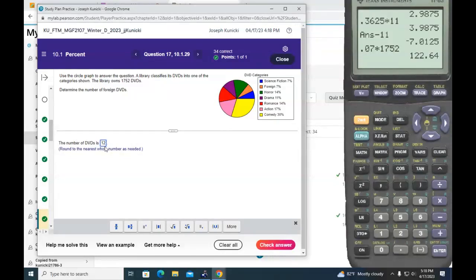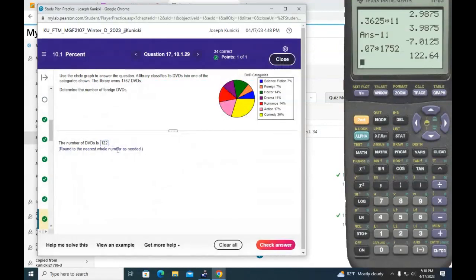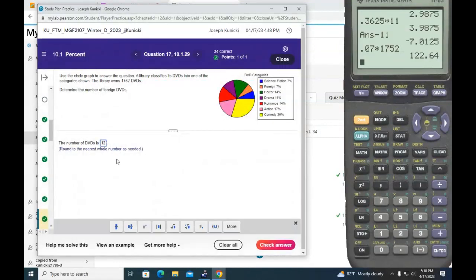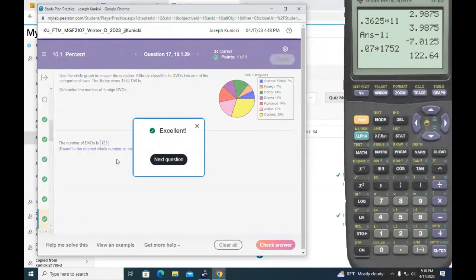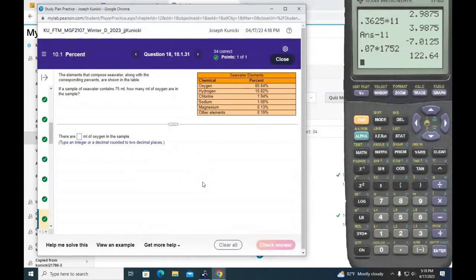Some people might say, well, it's 122, but I think they'll mark it wrong. They want you to be a little more careful with your rounding. They want you to round up. So 123. Because obviously you can't have part of a DVD. Right. You can, but you can't use it. You could try.